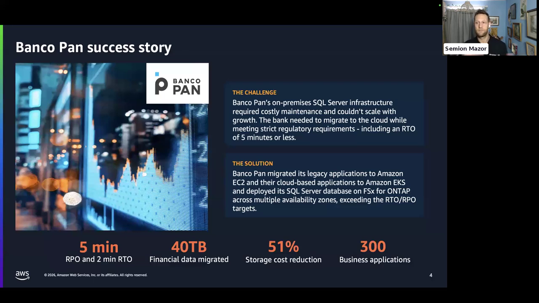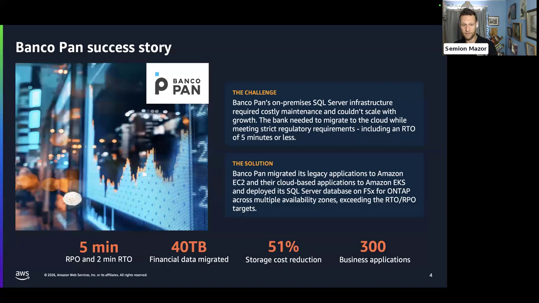And while architecting, trying to understand what is the best architecture for them on AWS, they've understood that FSx for ONTAP would be the only option that can actually meet their SLAs for RPO and RTO, which, as you can see on the slide, is 5 minutes for RPO, 2 minutes for RTO, very aggressive, as you would expect from a bank, right? They migrated 40 terabytes of financial data.